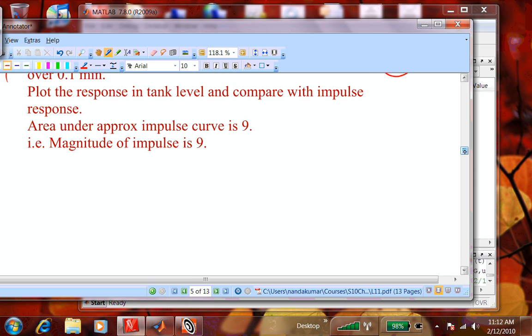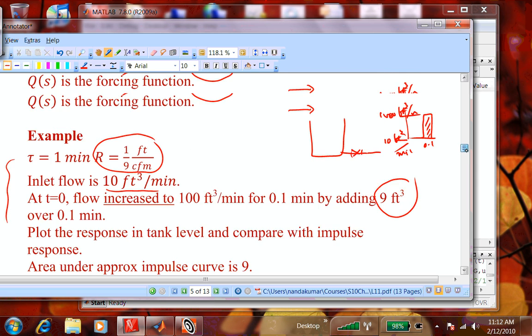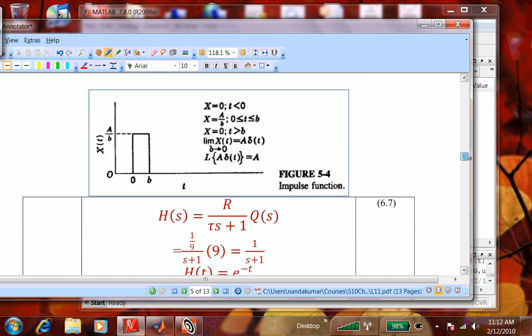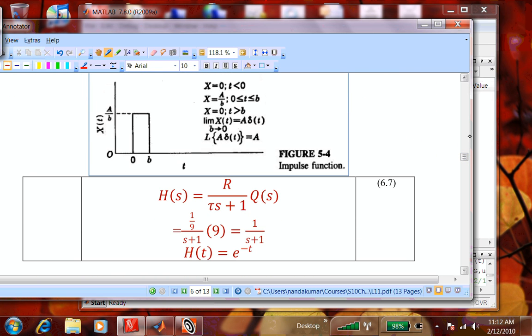Now plot the response. Plot the height versus time for two cases. One is the idealized impulse. The other case is actually treated as the step response. So you can look at the description as an idealized impulse where this 0.1 goes to 0, as if you are adding all 9 foot cube in an instant of time. Then what would be the height? And for that the solution is given.